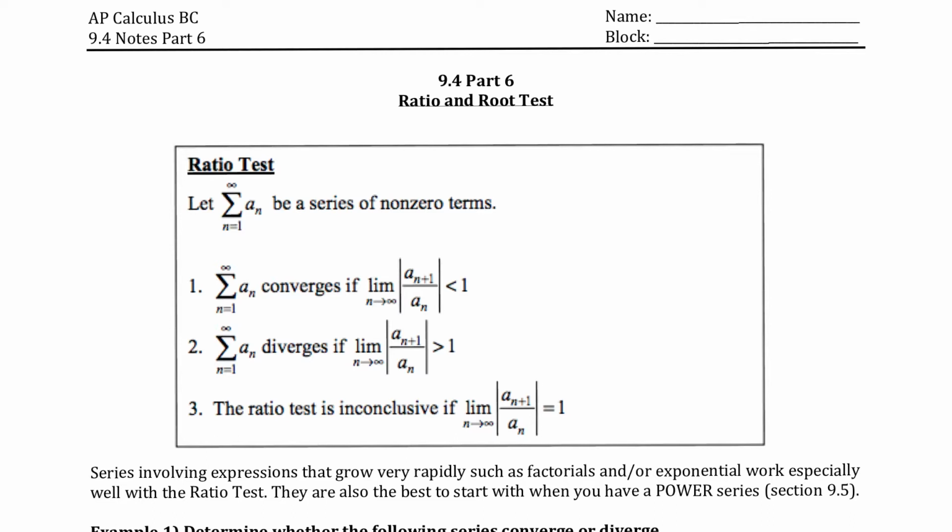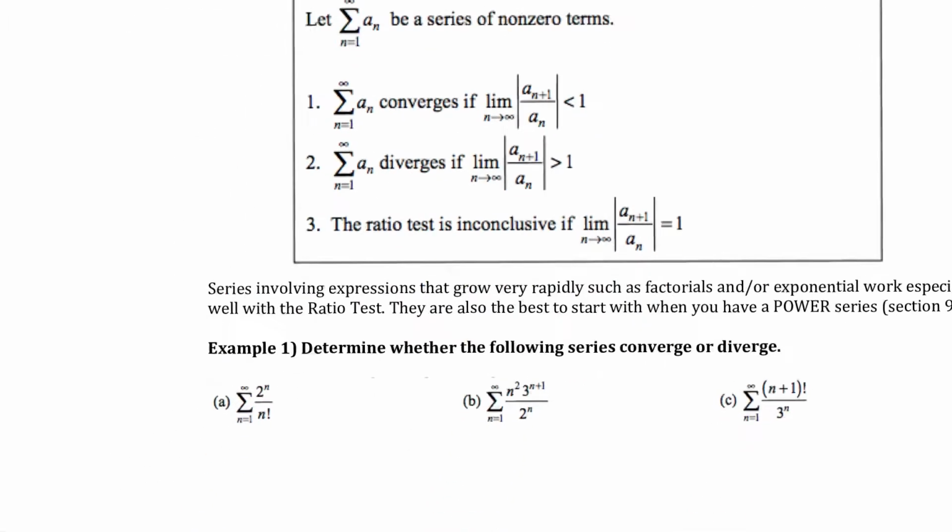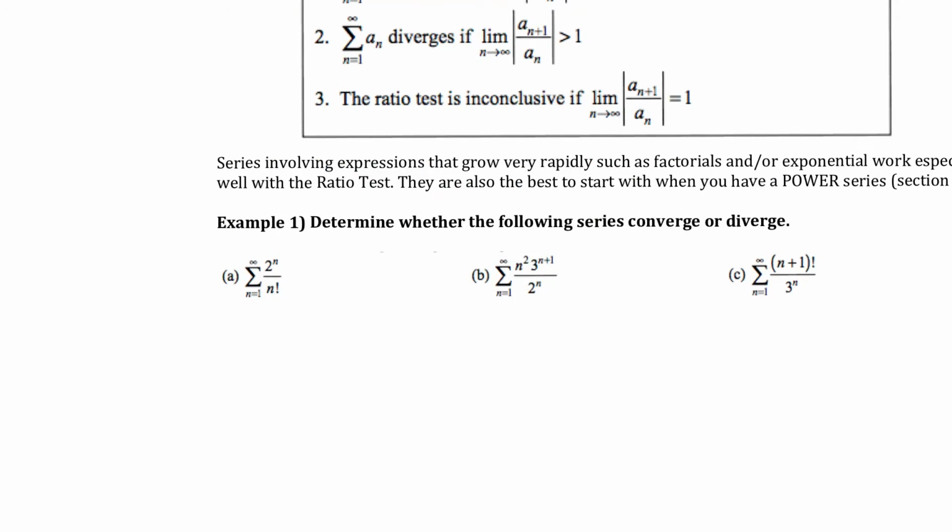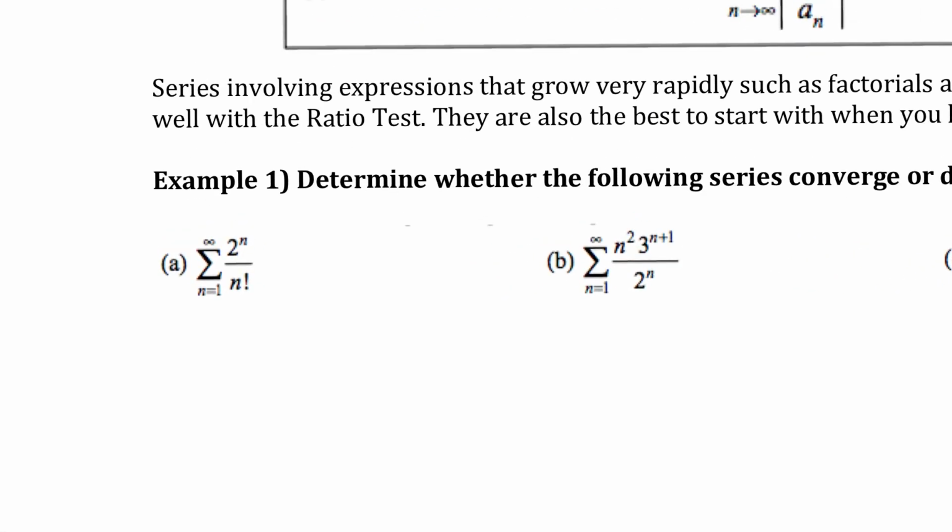So series involving expressions that grow very rapidly, such as factorials and exponentials, work really well with the ratio test. And you could also use a ratio test if you have an alternating series, because those absolute values are going to take care of that alternation. And so you may just bypass the alternating series test and go straight to ratio test, potentially in some situations. So let's take a look at some examples. You'll notice in these examples, you see factorials in several of these examples, and you have some exponentials, and you'll see why the ratio test is great for these.